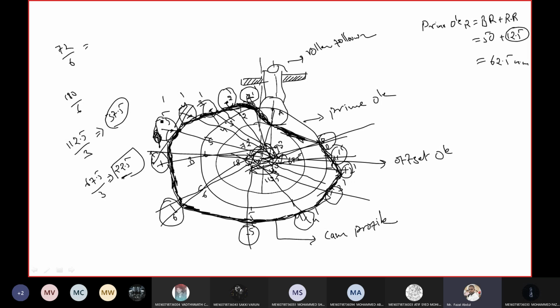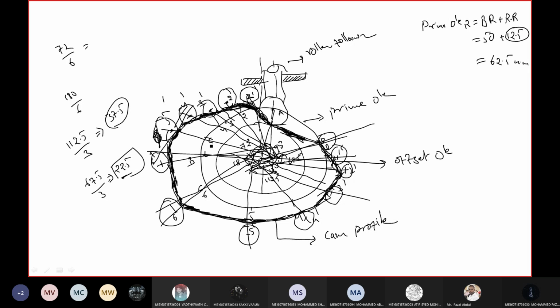Pitch point means wherever the pressure angle is maximum. Okay, that is the pitch point. Actually, the pitch point may not be asked, because we need to calculate the pressure angle first, and to calculate the pressure angle another relation is there that is not prescribed in your syllabus. Okay, so this is the procedure to draw the cam profile. Remember, whenever a roller follower is given in the question, you need to follow the prime circle first. Perform all operations on the prime circle, then construct the cam profile.